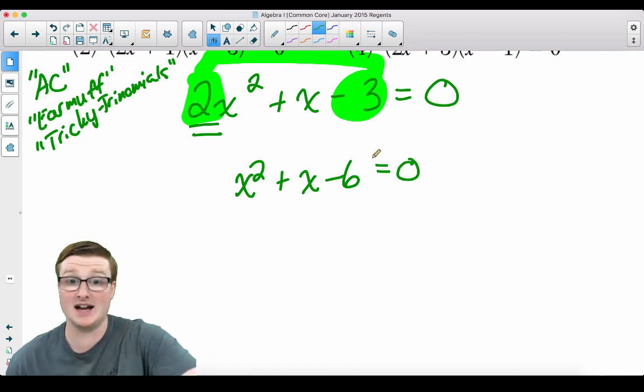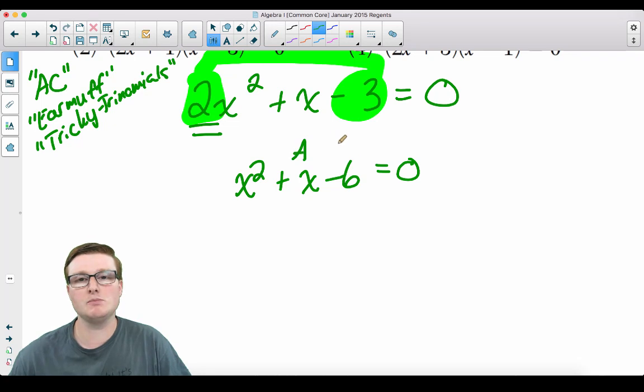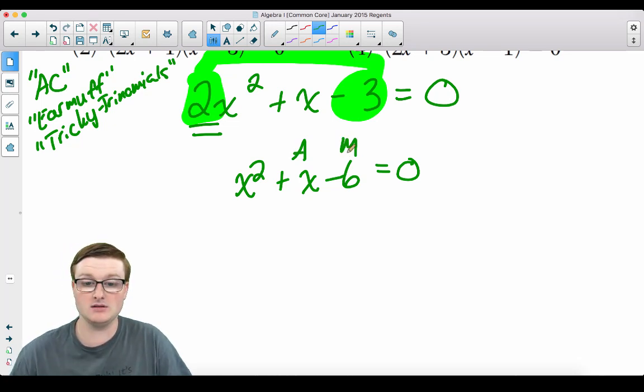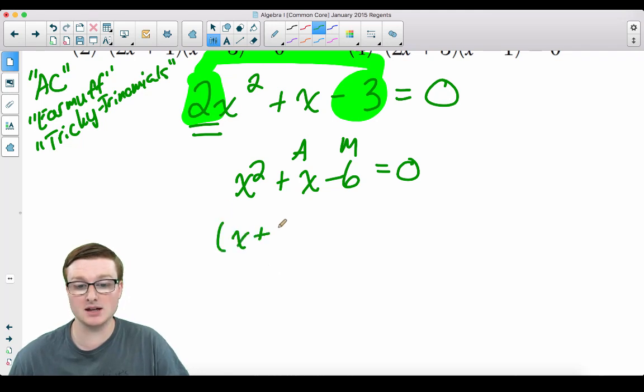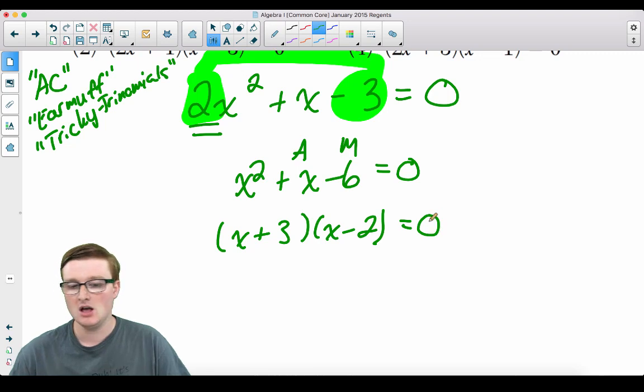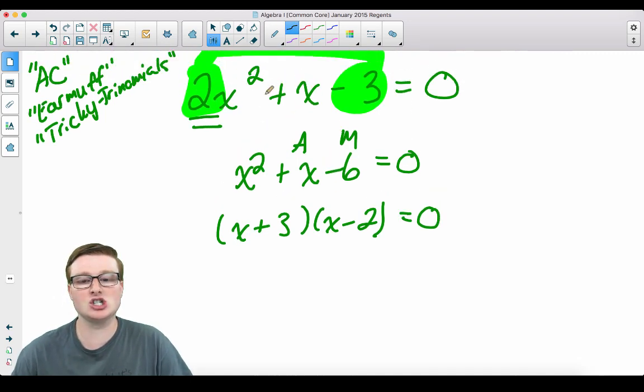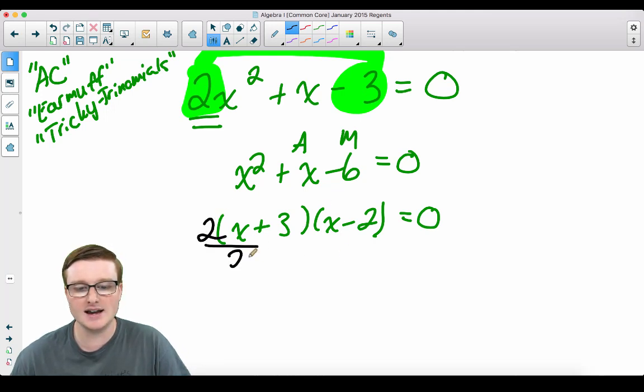Now from here we just factor it. Well, how do we factor this? What adds to positive 1 and multiplies to give you negative 6? That answer is just going to be x plus 3, x minus 2 equals 0. Now, according to the AC method, that 2 never disappeared. It's just locked in these binomials. So what you have to do is divide everything by 2.